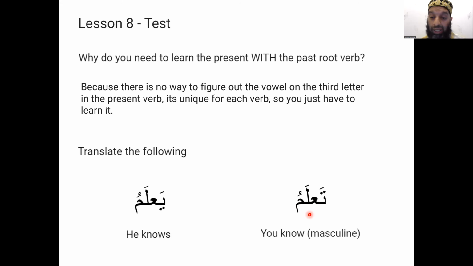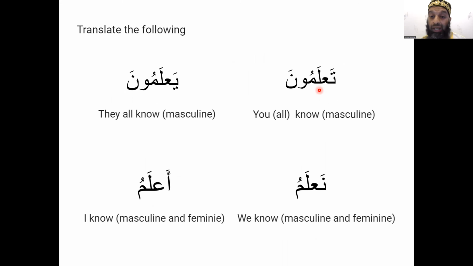The next one, ta. So ta signifies you, second person. Ta'lamu, you, and the verb. You know, because alima means to know. That's where we get ilm from, ulama from, alim from, ma'lum from, to do with knowledge, right? So, you know, masculine. So this one, ta'lamuna, you, all.